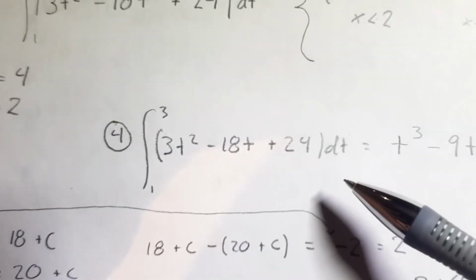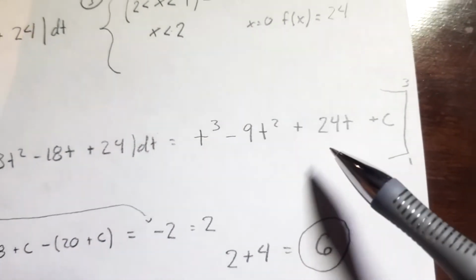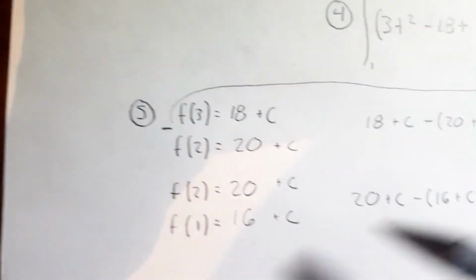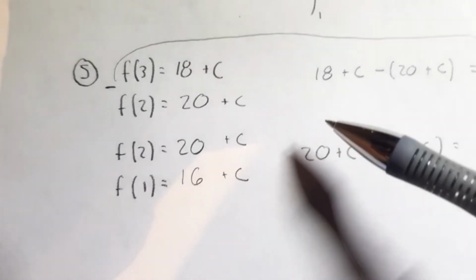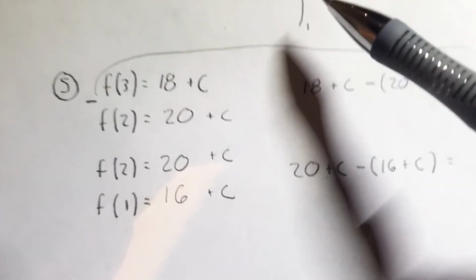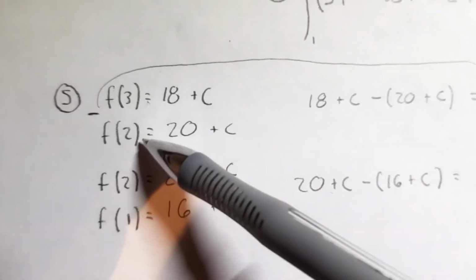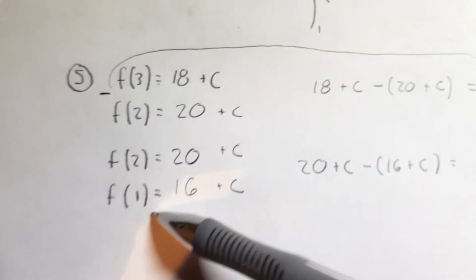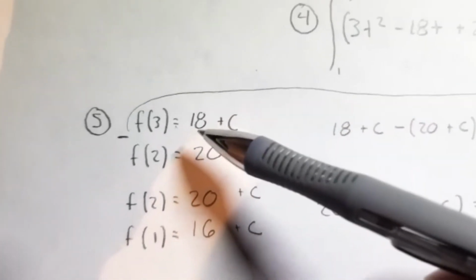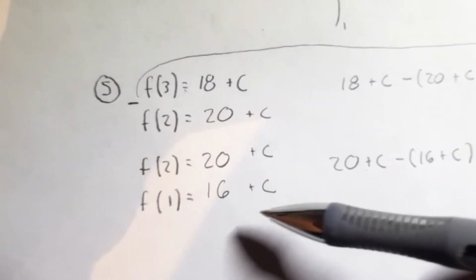Step number 4 is to integrate the function. After using our formula, we'll get this as an answer in a range from 1 to 3. So in step number 5, we need to take into account the ranges we established before and the range from the integral, and we'll have F3 and F2, and F2 and F1. Substitute these values in our function and we're going to get 18 plus c and 20 plus c, 20 plus c and 16 plus c.